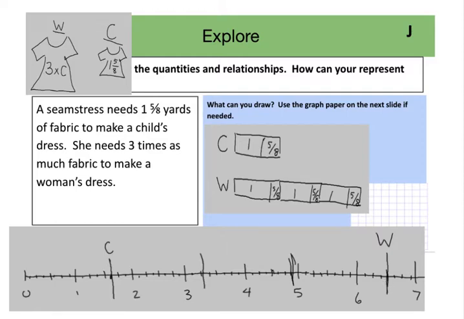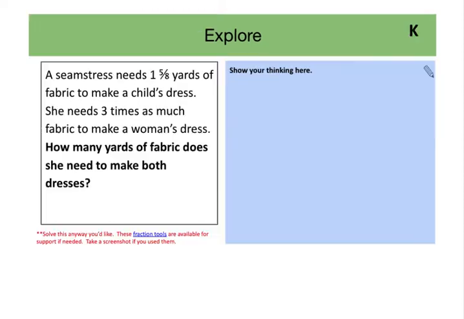All right, let's move ahead to the next slide. So now we're looking at the same problem, but we've added the question. So let's go ahead and read this one more time. A seamstress needs 1 5/8 yards of fabric to make a child's dress. She needs 3 times as much fabric to make a woman's dress. How many yards of fabric does she need to make both dresses?